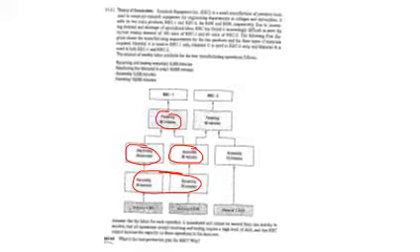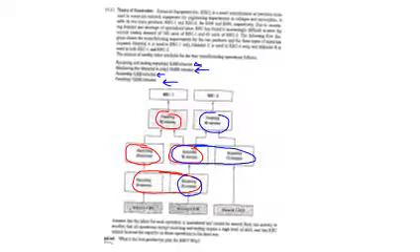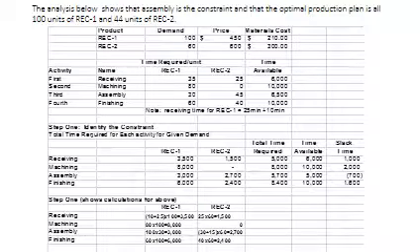Okay. And then REC2 has two materials in it. It has a receiving step. There's two assembly steps and a finishing step associated with it. And we have our total minutes available here, our total machining minutes available, our total assembly minutes, and our total finishing minutes. All right, so when we go to our next page, here's our information.